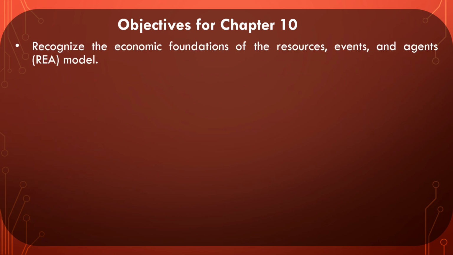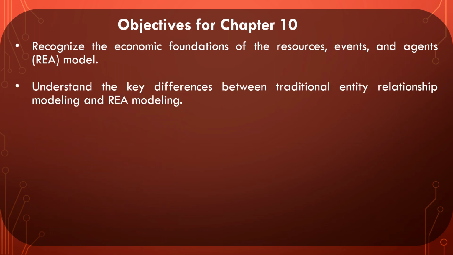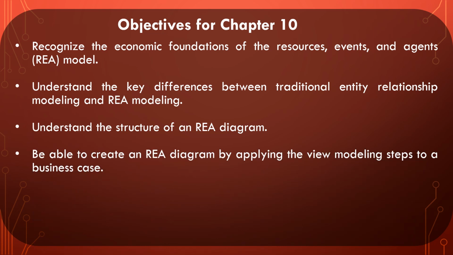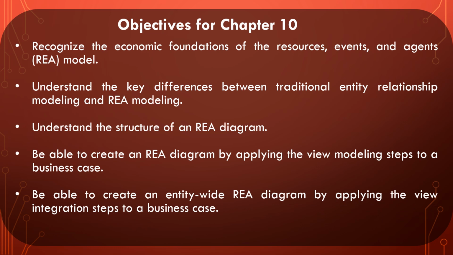The objectives of this chapter are first to understand the REA, and also to compare it with traditional relationship modeling. We will also try to understand the structure of the REA diagram, and try to draw and create a resource event agent diagram. We will also discuss the enterprise-wide REA diagram by applying the view of integration, meaning that we integrate more than one cycle into one REA diagram.